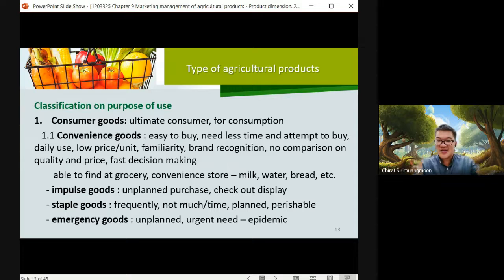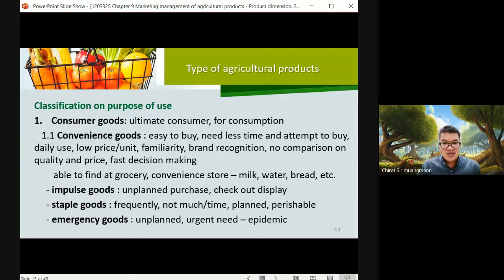So think about the characteristics again. Milk, water, and bread are easy to buy, right? They need less time if you don't think too much. You don't need to pay much attention to buy them. You just grab what you like, you have the brand that you like, and normally it's consumed fast. It has a low price, you don't need to compare the quality, and you make a very fast decision. So these are the characteristics of convenience goods.